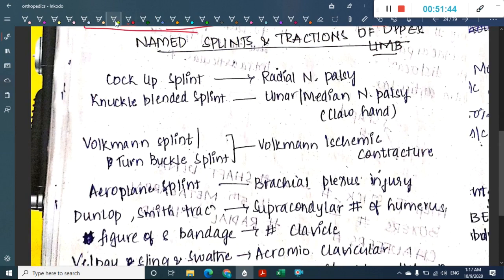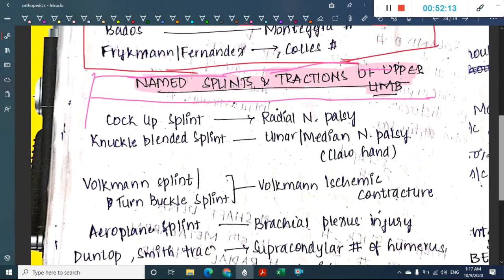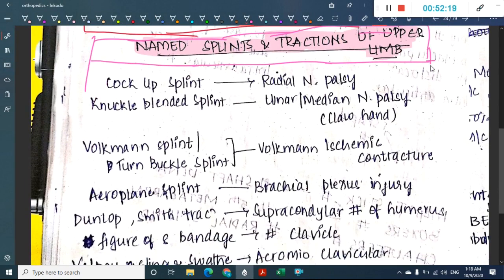Then along with these fractures, we also have named splints. What are the named splints and tractions that we have? First we have the cock-up splint. Where is the cock-up splint seen? The cock-up splint is seen in radial nerve palsy. Then we have knuckle bender splint for ulnar nerve palsy.